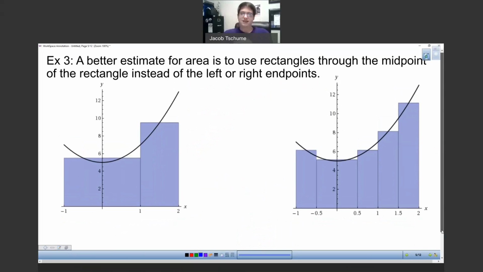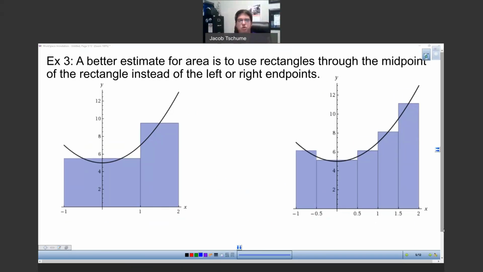Really, the last thing that may improve your estimation is that instead of using the left endpoints or the right endpoints, it might actually be better to use what we call the midpoint rule, which means that each of the intervals that we've talked about so far, instead of using the left or the right, go right smack dab in the middle and use that one instead.